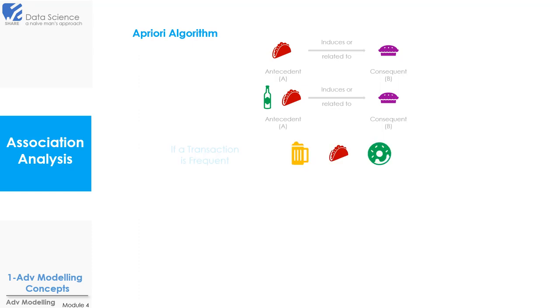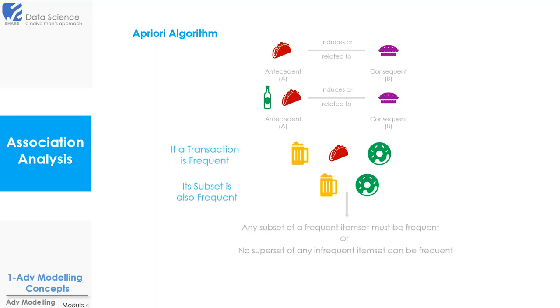So the a priori algorithm says that if a transaction is frequent, for example a transaction containing soda, wrap and donut, then its subset, say soda and donut, will also be frequent. Now we can phrase this as: any subset of a frequent item set must also be frequent, or no superset of any infrequent item set can be frequent.